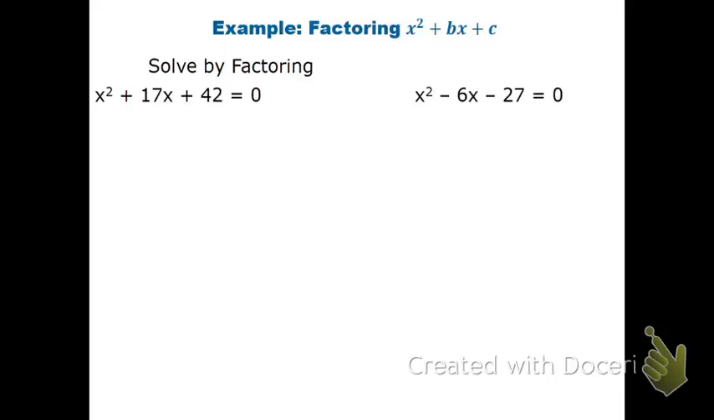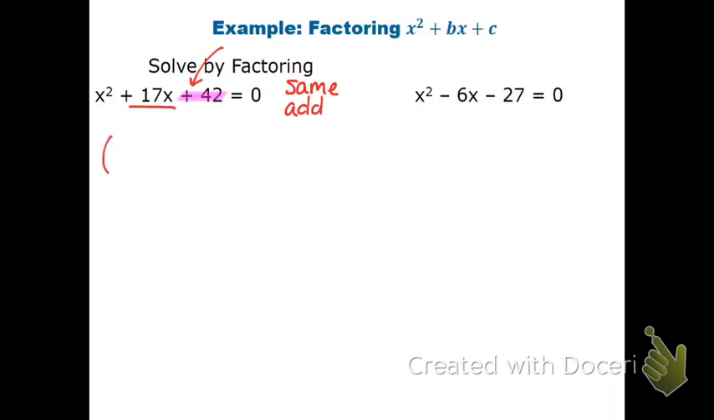Okay, so today we're going to solve by factoring. The first thing that we want to do is look at our C value, which is always the last one that we have in our trinomial. Whenever this is positive, that means that I'm going to have same signs in my parentheses, and I'm going to add to get my B value, which is the middle number.